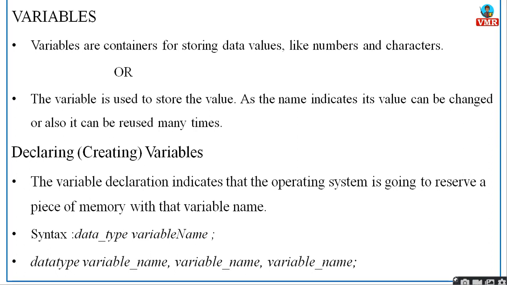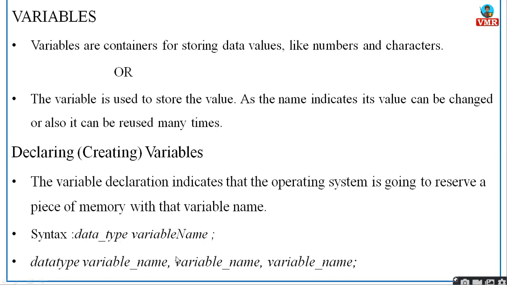And next, coming to declaration or creating a variable, how are we going to declare a variable? The variable declaration indicates that the operating system is going to reserve a piece of memory for that particular variable. So until and unless I declare a variable, no memory will be allocated for that particular variable. Okay, so the syntax for that is data type and variable name, and you give a semicolon.